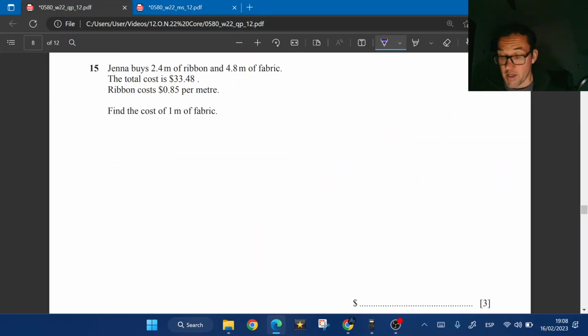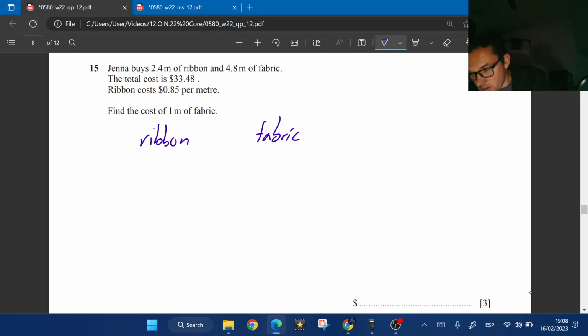Right, so Jenna buys ribbon and fabric. What is good is lots of words jumble up in our minds. Let's sort it out in a kind of table. There's two things, there's ribbon and there's fabric. Let's put what belongs to what. The ribbon, she buys 2.4 meters. The fabric, 4.8 meters.